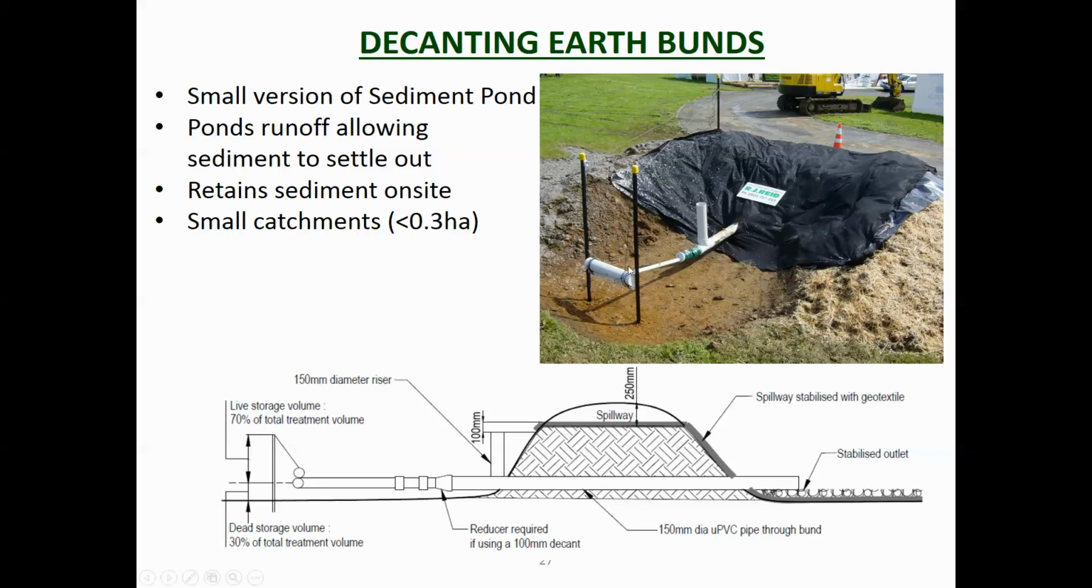So you can see it's got the little T connection there, it's got a little pond there, and so what happens is the water flows in, ponds in there, and then decants out off the top there. So that's for smaller sites, less than 3,000 square meters, or 0.3 of a hectare.